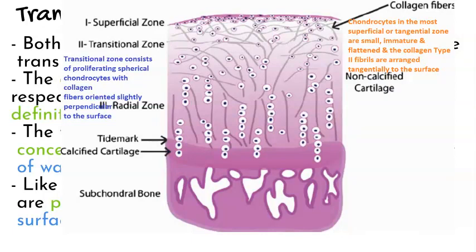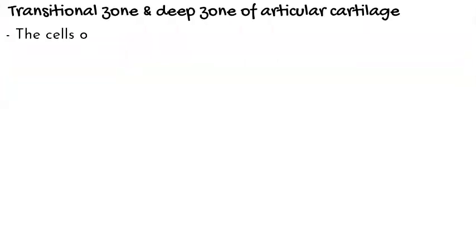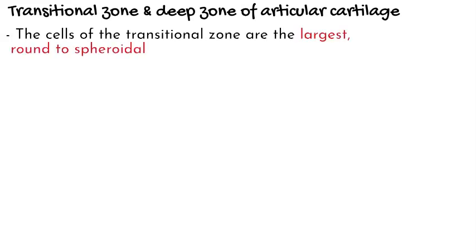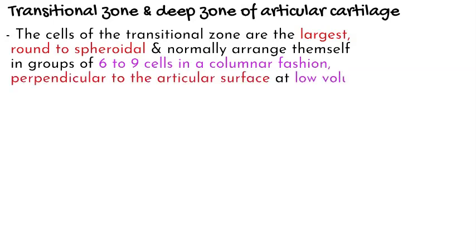Again, this picture shows the arrangement of the cells in the superficial, transitional, deep, and calcified cartilage zones. For the transitional zone and deep zone of articular cartilage, the cells of the deep zone are the largest, round to spheroidal, and normally arrange themselves in groups of 6 to 9 cells in a columnar fashion perpendicular to the articular surface at low volume density.